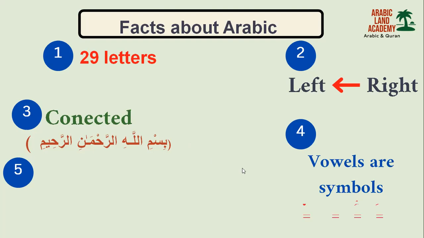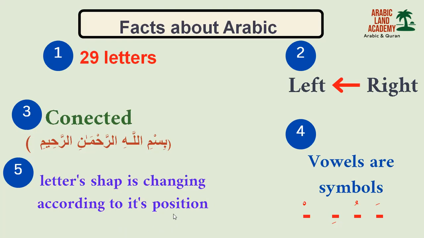Vowels are symbols like this. We don't have letters like A, O, U, I, E, and so on. No, we have symbols. You will see them on the top or under the letters. And number 5, letters shape is changing according to its position. So if you look at the letter in the beginning or in the start of the word will be different than same letter in the middle or at the end.